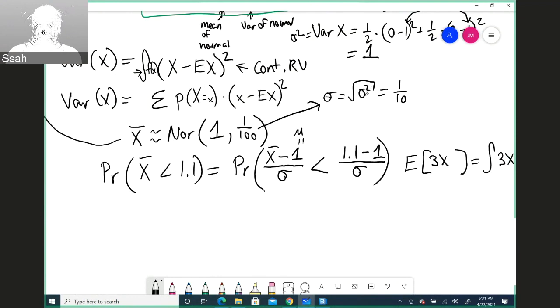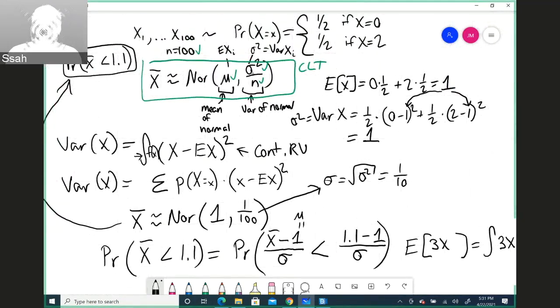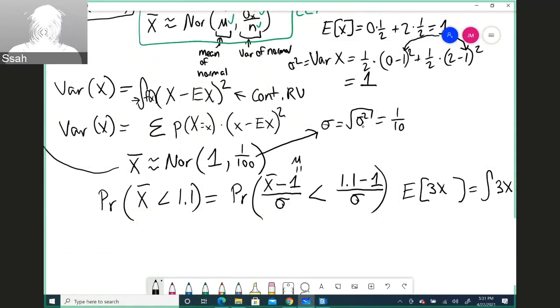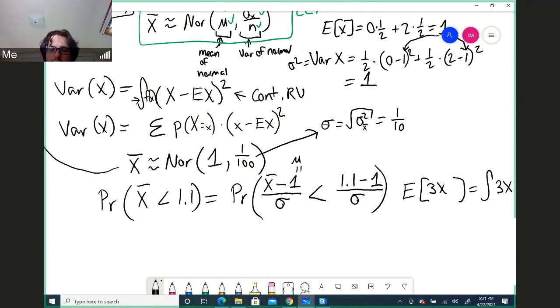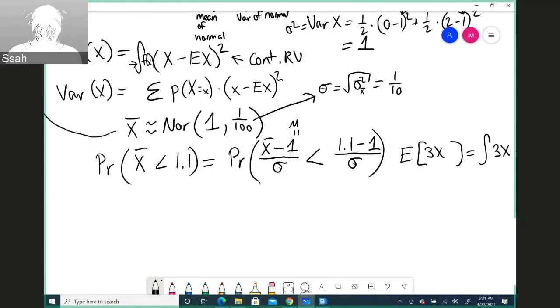Yeah, so this, like I said, I'm sort of abusing notation here. If we're really being pedantic, then this sigma would be like sigma X. Okay, so these are two different sigmas, not the same. Yeah, this sigma is really the sigma of this normal random variable, which we'll call X bar or something like that. Okay, thank you.